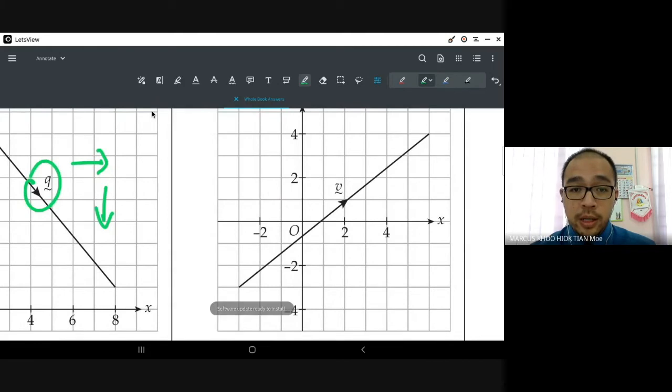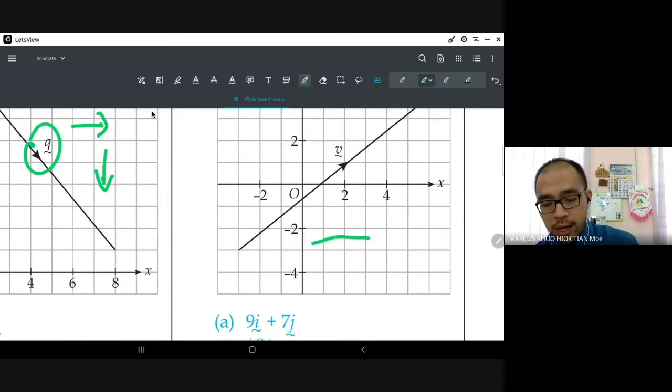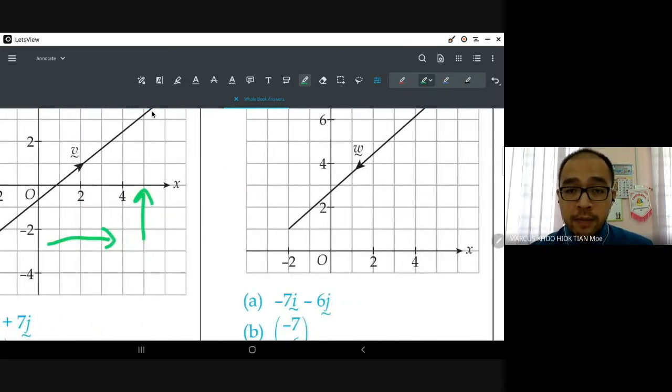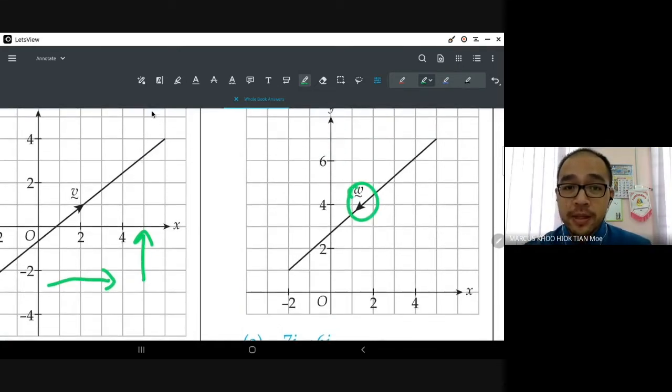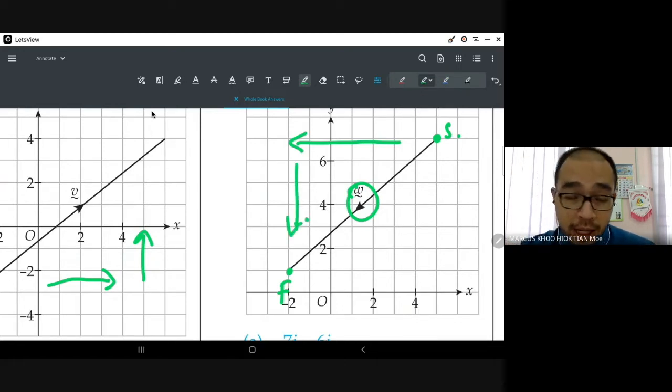Number 4, this is Dennis's one. 9i plus 7j, very good. This is to the right and up. Okay, last one, David. Look at the direction of this vector. Where is the starting point? The starting point is actually here. This is the start. This is the finish. So from start to finish, you're going left and down. So both numbers must be negative.